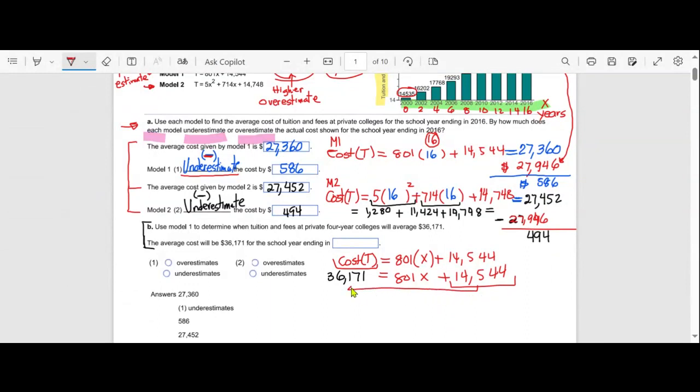I have to move this to where? To the left side, correct? So it's going to be negative 14,544. And then we're going to subtract this from that. Tell me how much this will be.